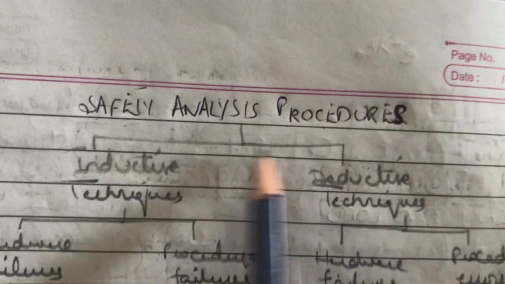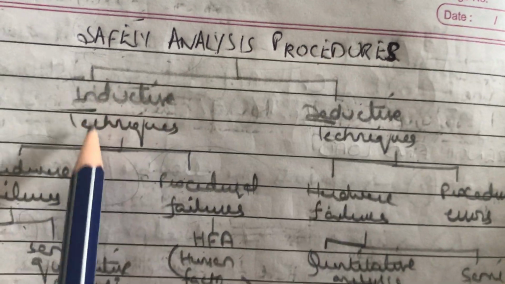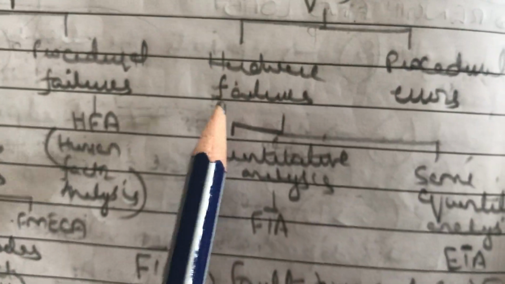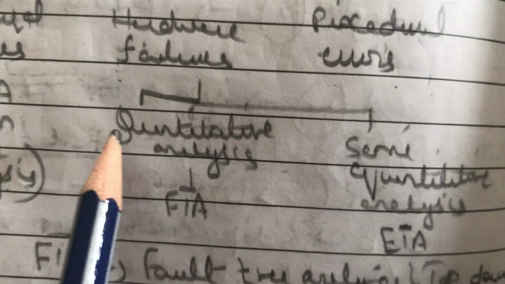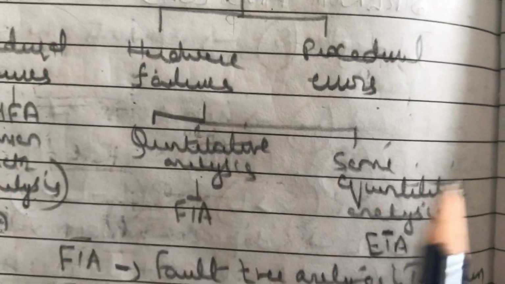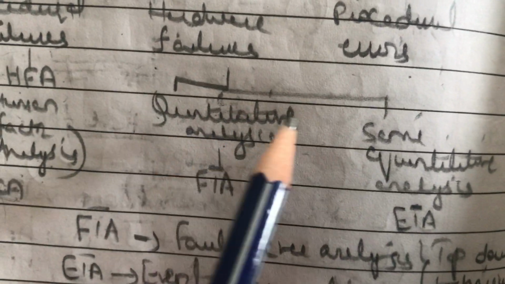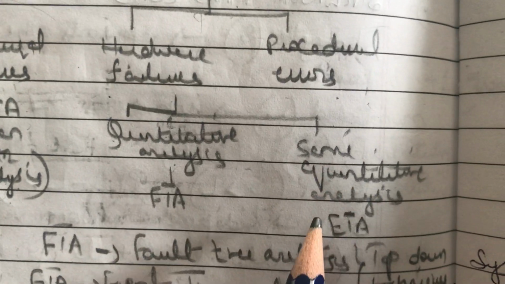Now we have the next safety analysis. First was the inductive technique and the next technique is the deductive techniques. What comes in deductive techniques? We have again the hardware failures and the procedural errors, and in hardware we have quantitative analysis and semi-quantitative analysis. In quantitative analysis we have FTA, and in semi-quantitative analysis we have ETA.